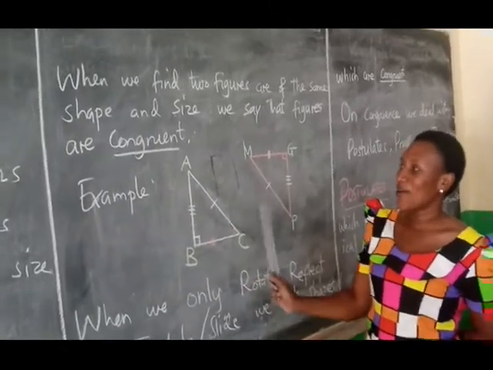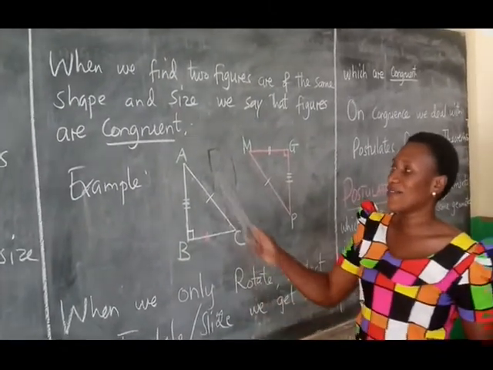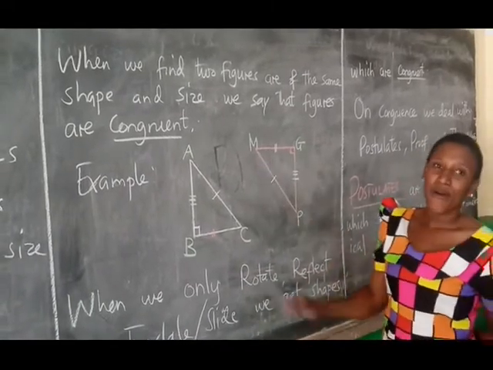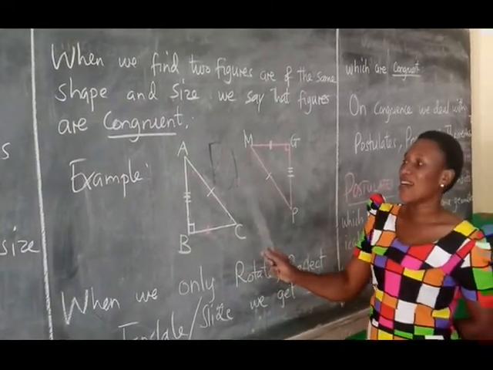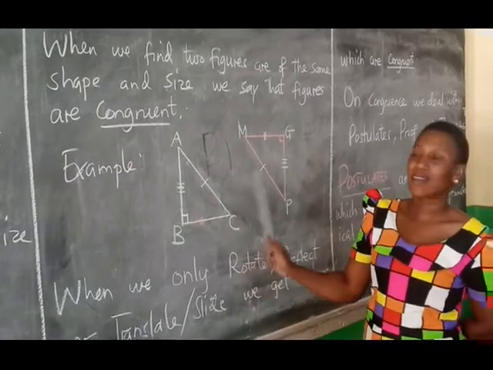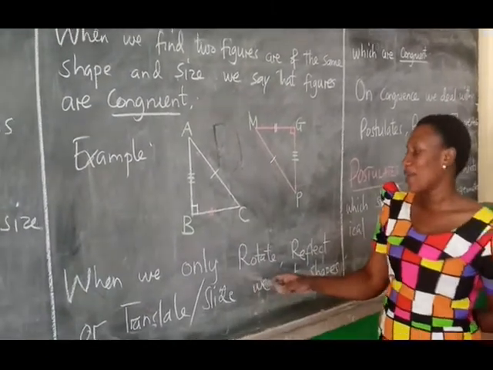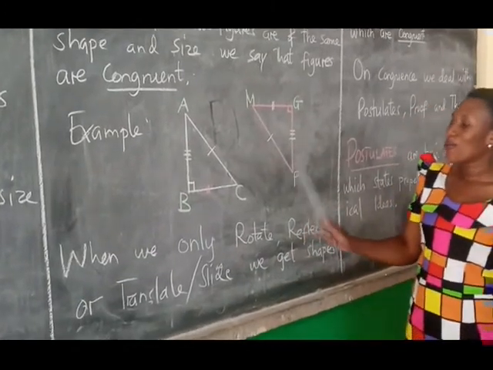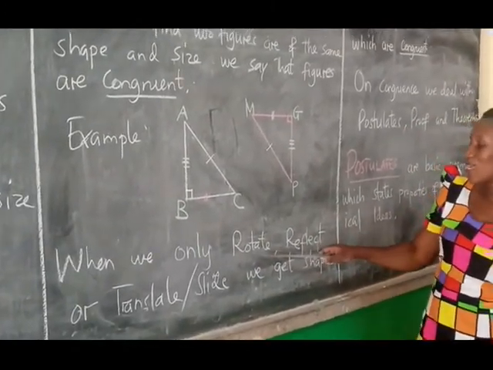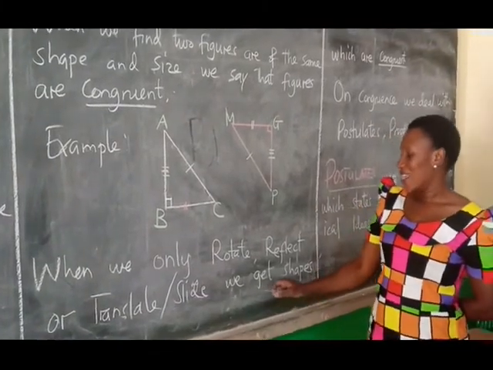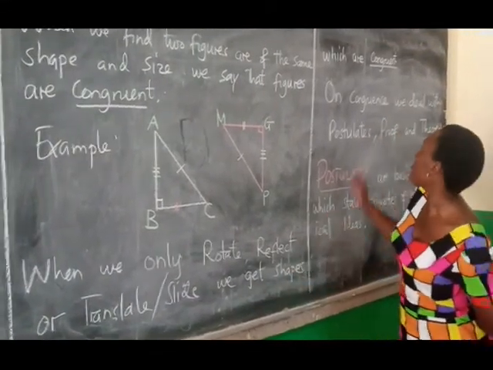Example, here we have two triangles: triangle ABC and triangle PGM. When you look at these two figures, they are of the same shape and the same size, so the two figures are congruent. We say that we only get congruence when we can rotate, reflect, or translate the figures.